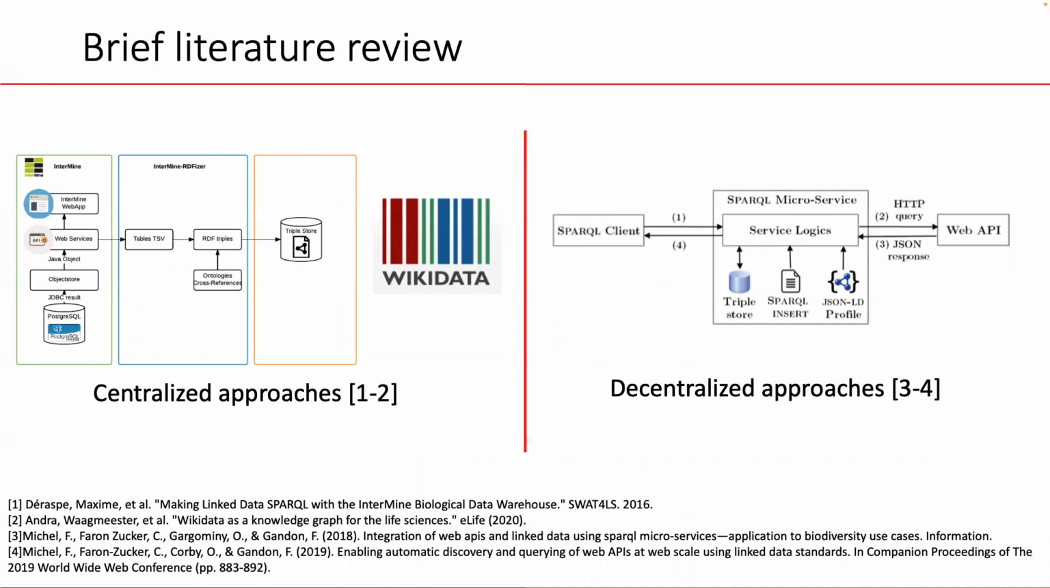Alternatively, we can address these issues with decentralized methods, such as SPARQL micro-services that make web API functions queryable with the SPARQL query language. This way, we homogenize the way that we query these different web APIs, potentially making possible the semantic interoperability among them. In our case, we rely on SPARQL micro-services in our data integration architecture, as I will present in my next slides.